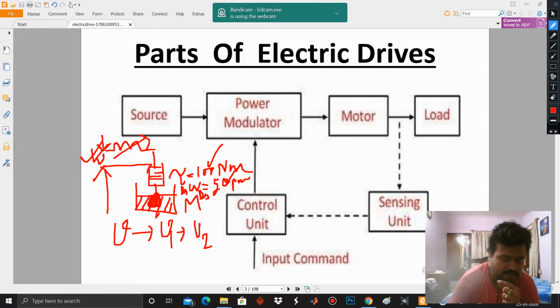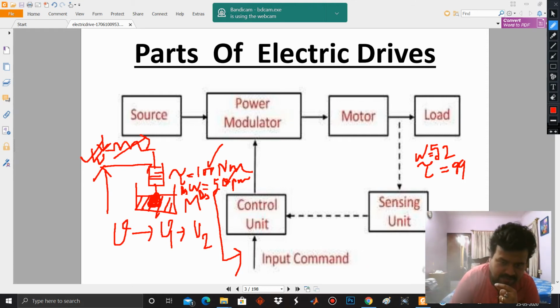And for that you need such a control system so that this torque and speed will be maintained at 100 Newton meter and 50 rpm. So your reference input command will be set to tau equal to 100 Newton meter and omega equal to 50 rpm. Suppose at some point of time your speed becomes omega equal to say 52 and the torque becomes 99.